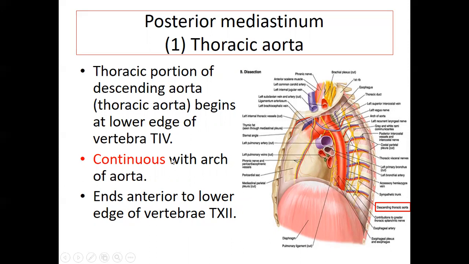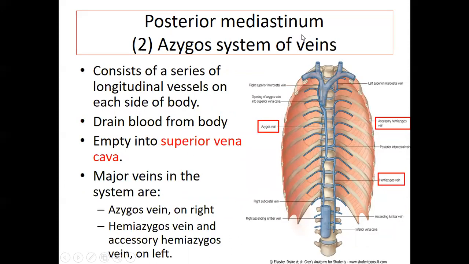The second component of the structure present in the posterior mediastinum is the azygous system of veins. It consists of a series of longitudinal vessels on each side, on the right side and on the left side. It drains blood from the body. This azygous system of veins will drain into the superior vena cava. You can see here the opening of the azygous vein into the superior vena cava. It will empty into the superior vena cava.